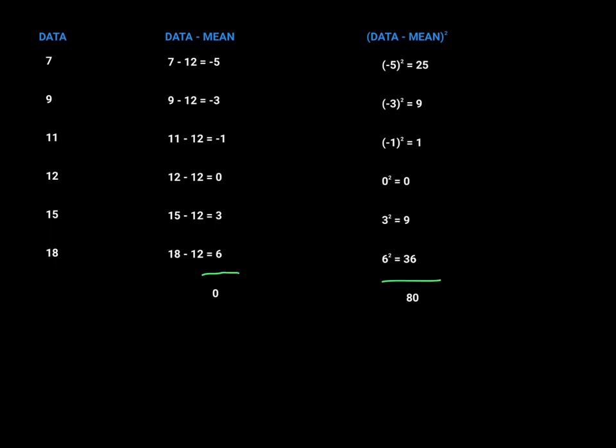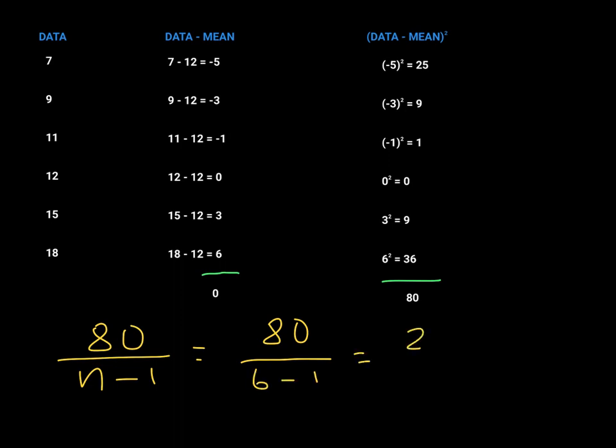So I'm going to take this number 80 and divide it by n minus 1. Remember, n represents the number of pieces of data, which in this case is 6, right? So then it's 6 minus 1. In other words, we're dividing the sum 80 by 5, and we get 16.